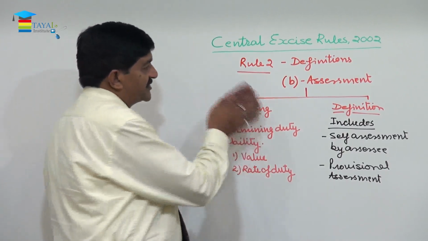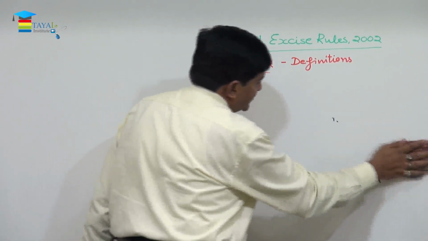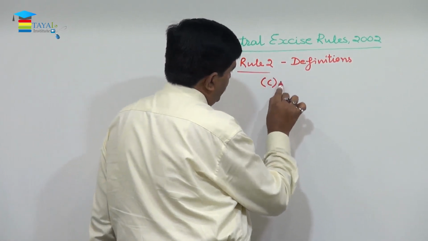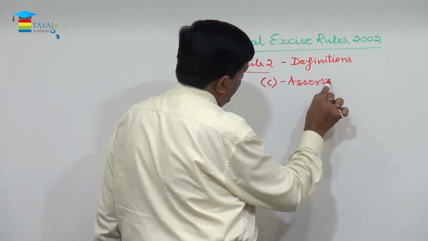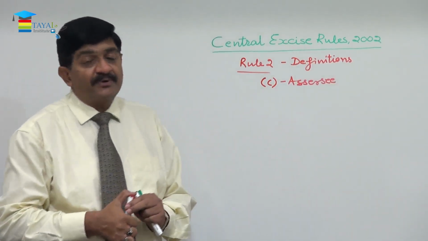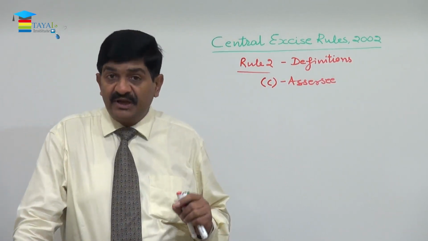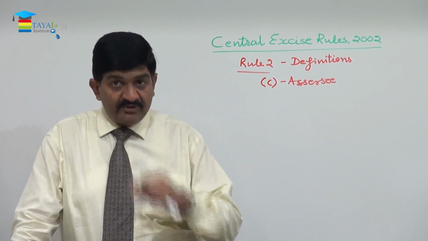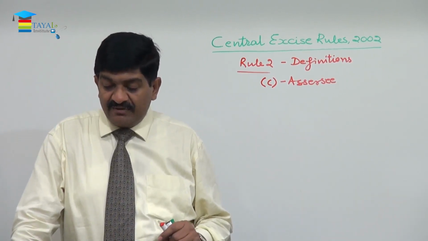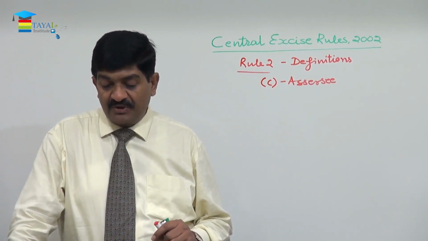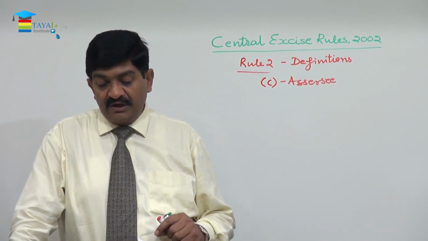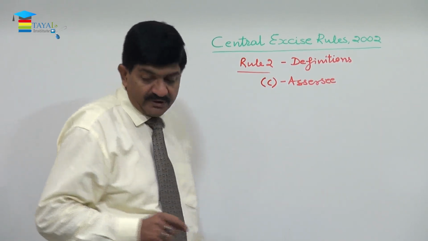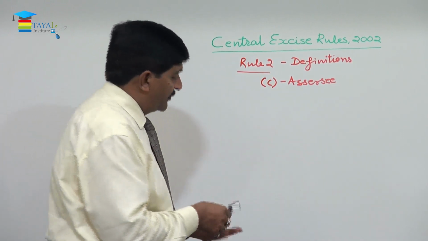Then in clause number C, this defines assessee. Who is assessee? So when we were doing the chapter of valuation in section 4, subsection 3, clause A, we already talked about who is assessee. Here, to a certain extent there is a repetition of the definition. Read with me what the definition is. It means any person who is liable for payment of duty assessed or producer or manufacturer of the excisable goods or registered person of a private warehouse in which excisable goods are stored and includes an authorized agent. Now, understand this carefully.